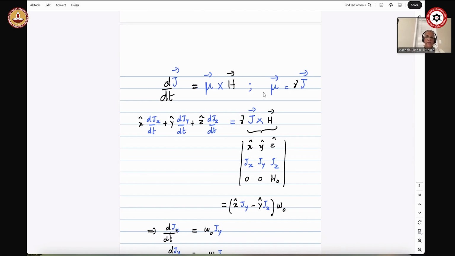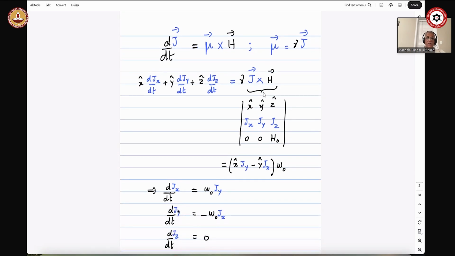So dJx by dt, if you take the x component here, dJ by dt is given by Jx, Jy, and Jz because they're all vectors, x, y, z vectors. So the x component dJx by dt is the x component here, which is Jy omega naught. The y component dJy, if you look at it, is the y component here, minus Jx omega naught. Take the z component, dJz by dt: there is no z component here. dJz by dt is 0.